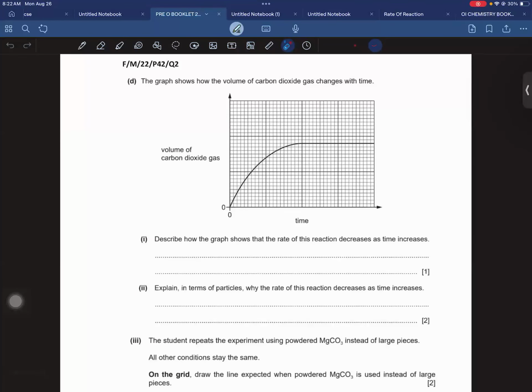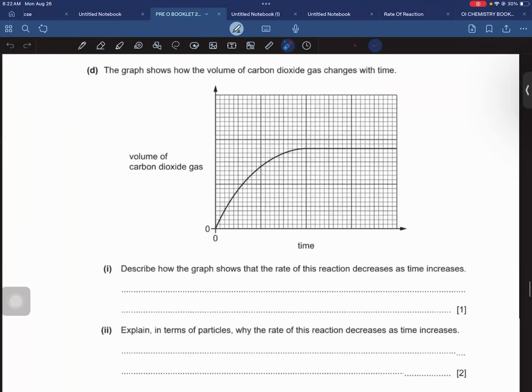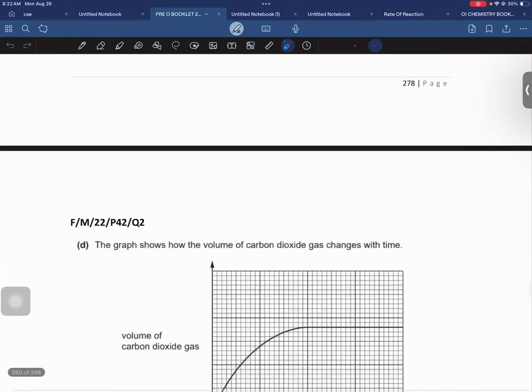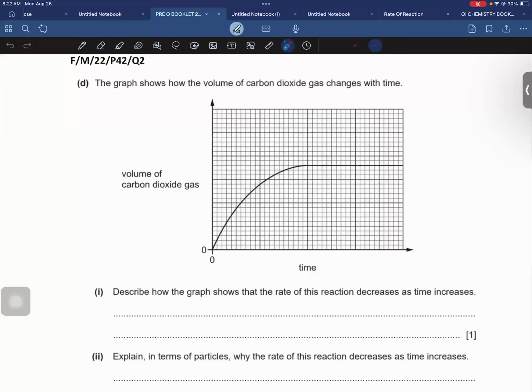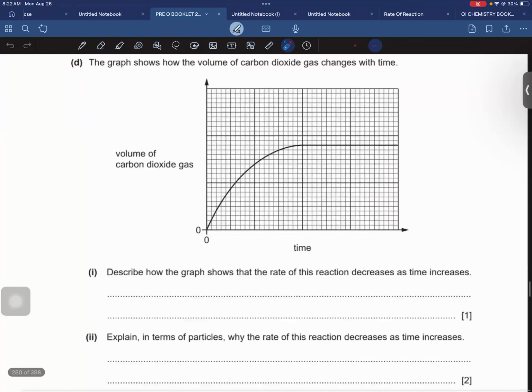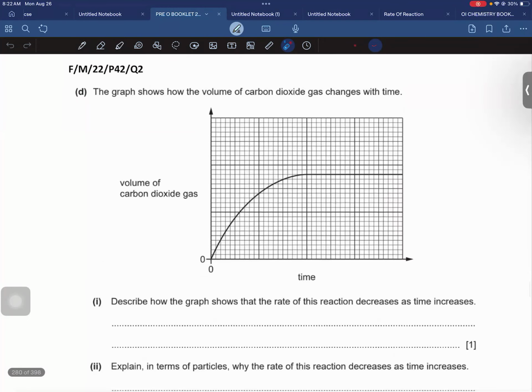Yes, just see this question. This is the Feb March paper, IGCSE. The graph shows how the volume of carbon dioxide gas changes with time. Describe how the graph shows that the rate of this reaction decreases as the time increases. Can anyone tell me?